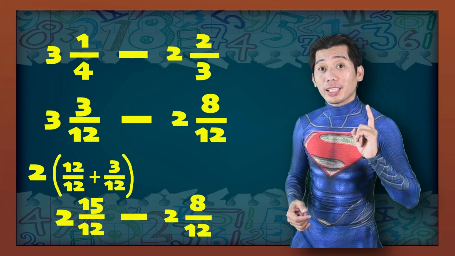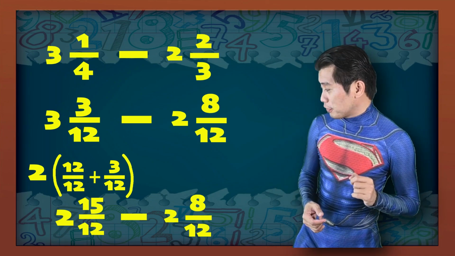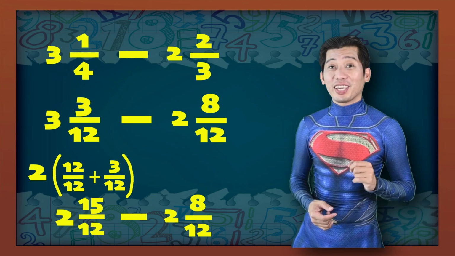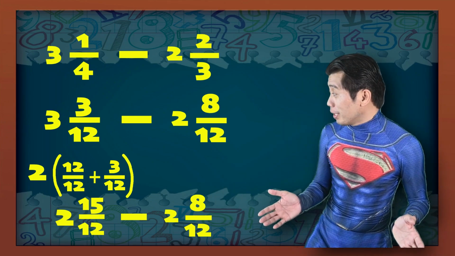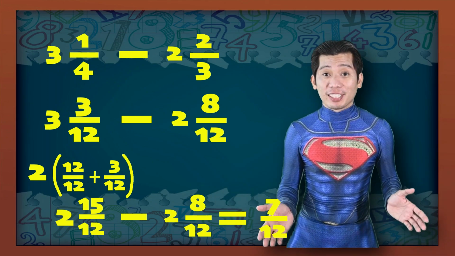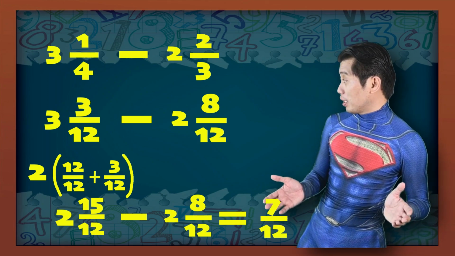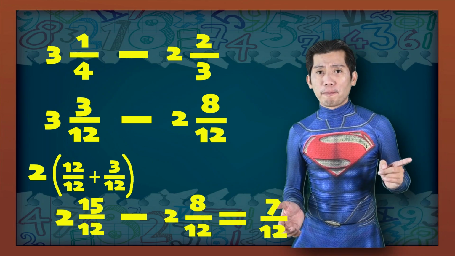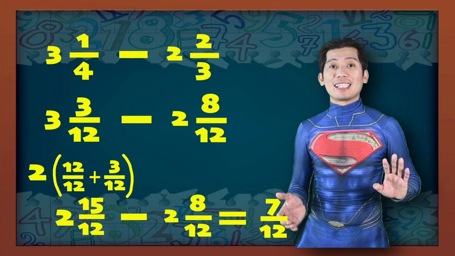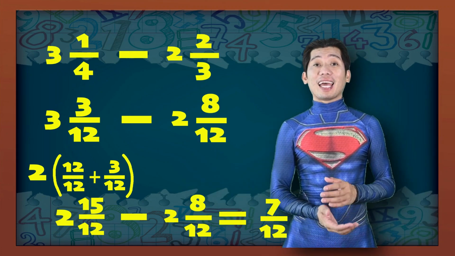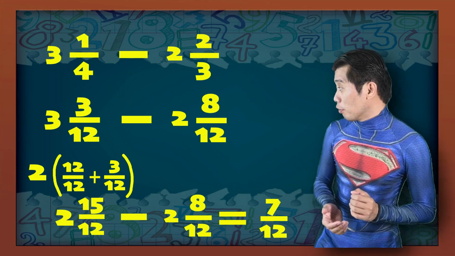Okay, let's subtract now the fractional part. 15 minus 8. Okay, it's now possible. 15 minus 8 is 7. So, the result of the fraction is 7 over 12. What about the whole number? 2 minus 2 is 0. So, the final answer is 7 over 12.